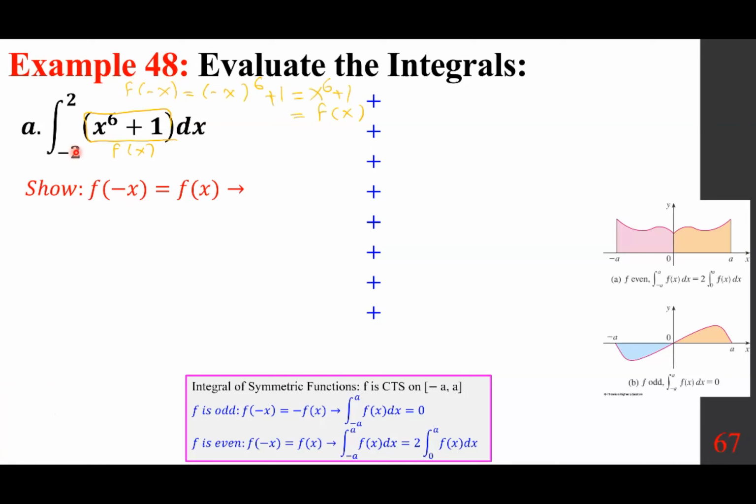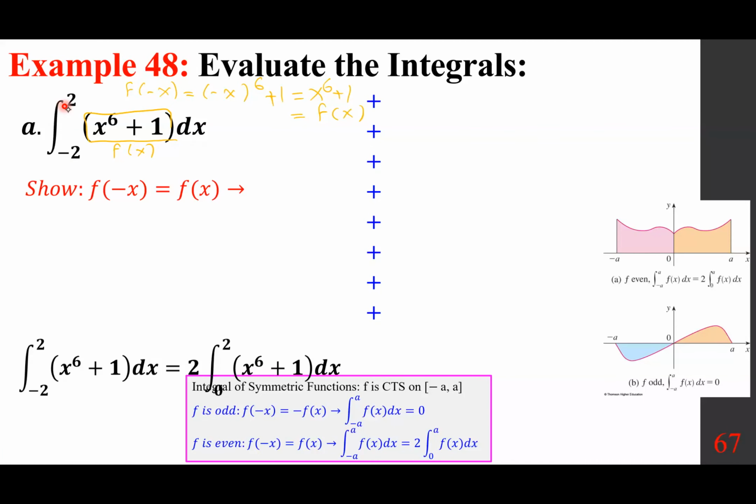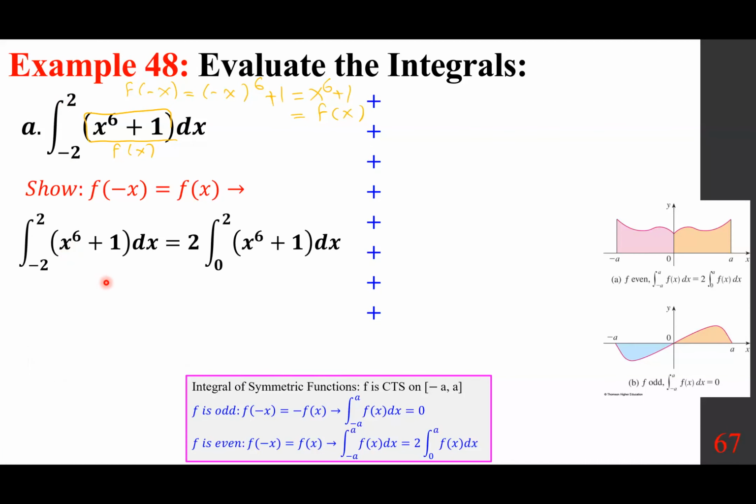If I want to evaluate it from negative 2 to 2, it's a lot harder than evaluating from 0 to 2 and multiplying by 2. So this is harder than evaluating this from 0 to 2 and times it by 2. I'm looking at this integral of symmetric functions, if it's continuous, from negative a to a. And this is 1 over 7 x to the power of 7, plus x, and we're going to go from 0 to 2.